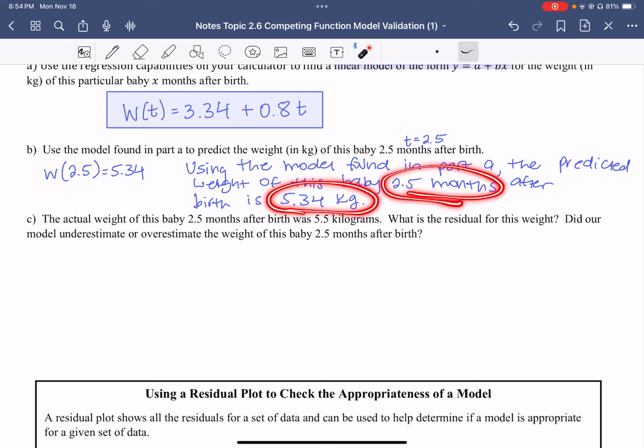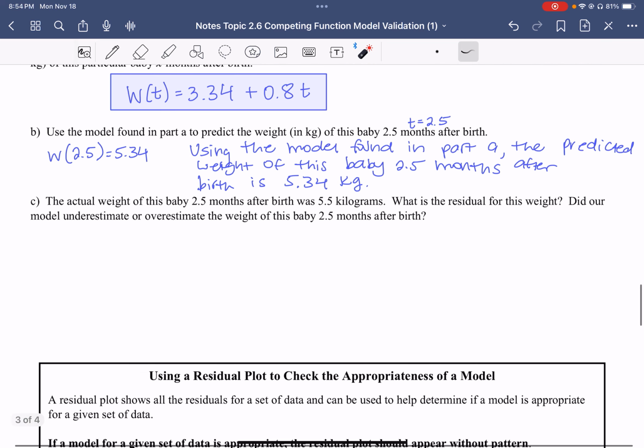both the input and the output value. So I made sure to say that it was in months and in kilograms. So make sure you're including your units as well. And also make sure that you're talking about both the input and the output value. So don't just say, oh, the weight is 5.34 kilograms. Like you need to be specific. When does that baby weigh 5.34 kilograms? And you would specify at 2.5 months. Okay, so make sure the foolproof way is just to repeat the entire question, and that way you don't miss anything.